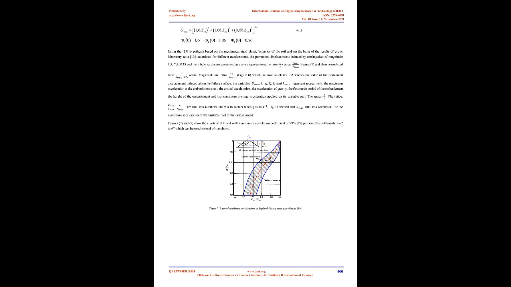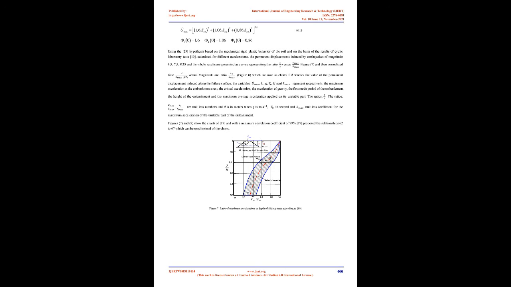If D denotes the value of the permanent displacement induced along the failure surface, the variables represent respectively the maximum acceleration at the embankment crest, the critical acceleration, the acceleration of gravity, the first mode period of the embankment, the height of the embankment and the maximum average acceleration applied on its unstable part. The ratios are unit-less numbers and D is in meters when g is in m/s², T0 in seconds and k is a unit-less coefficient for the maximum acceleration of the unstable part of the embankment.